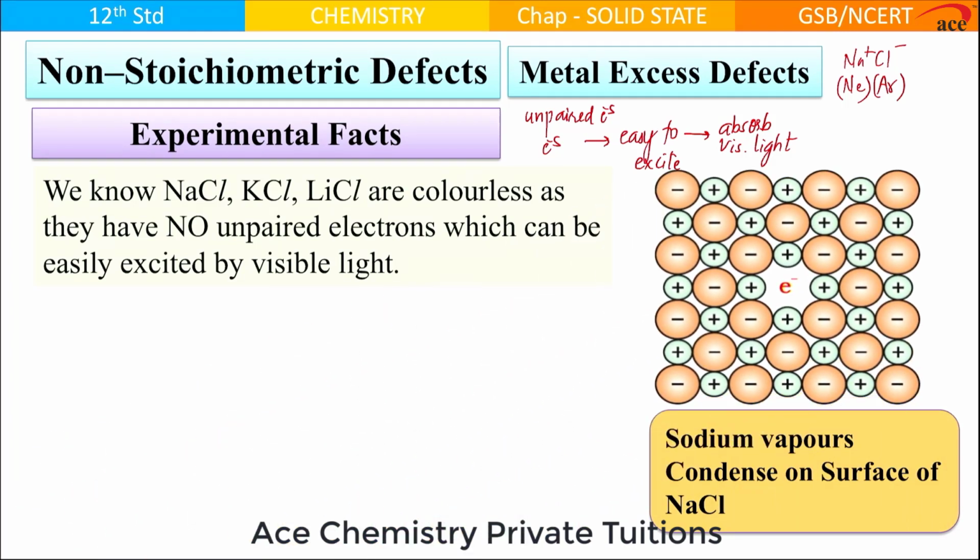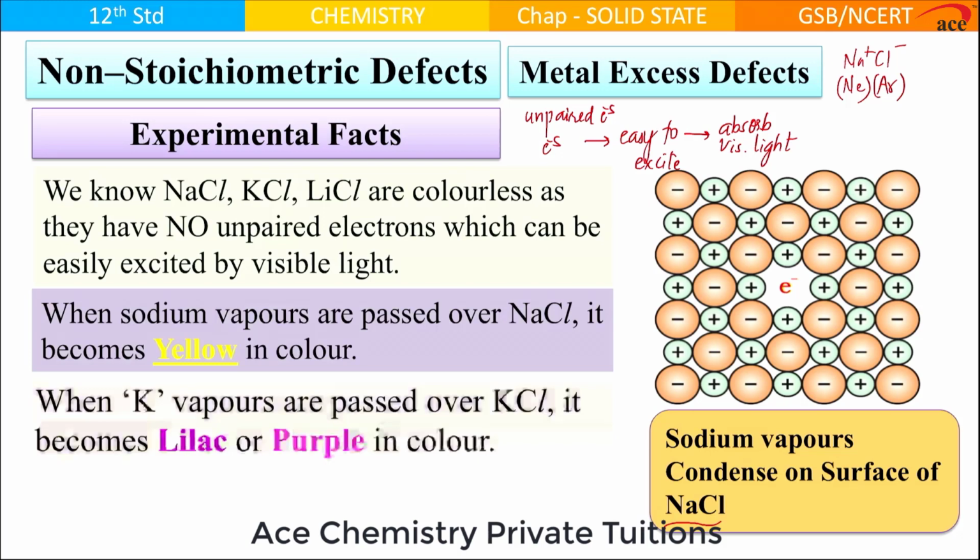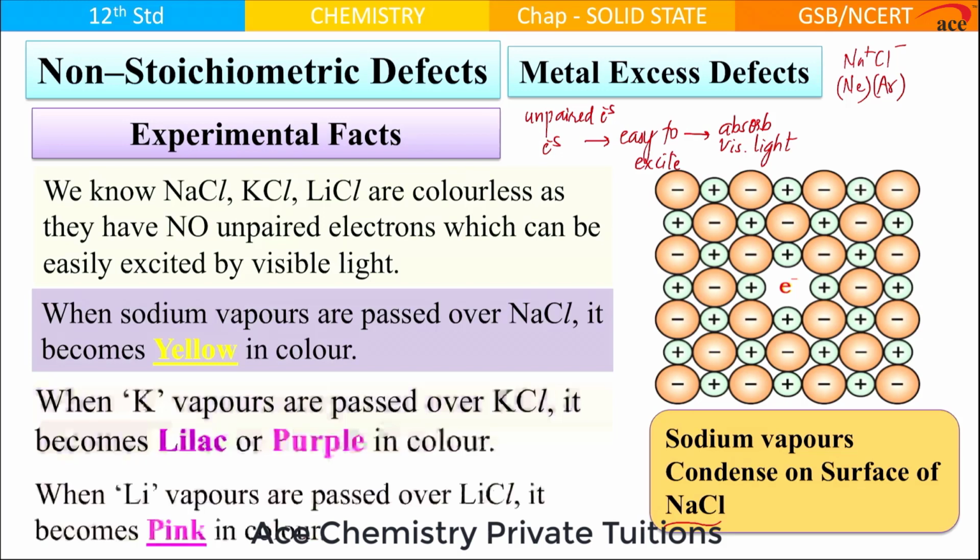it is found that when sodium vapors are passed over sodium chloride, sodium chloride turns yellow in color. Similarly, when potassium vapors are passed over potassium chloride, it turns lilac or purple in color. Similarly, when lithium vapors are passed over lithium chloride, it turns pink in color. Now, these are experimental facts.